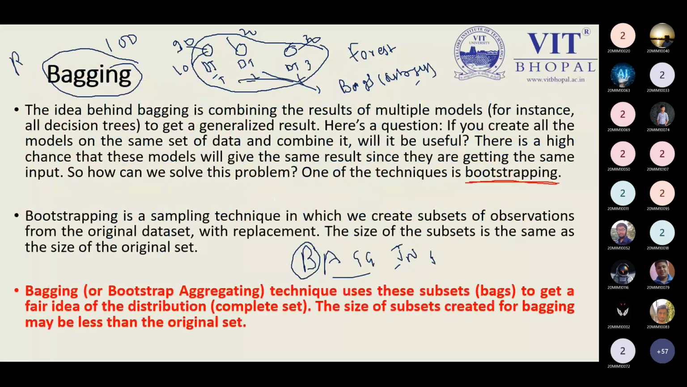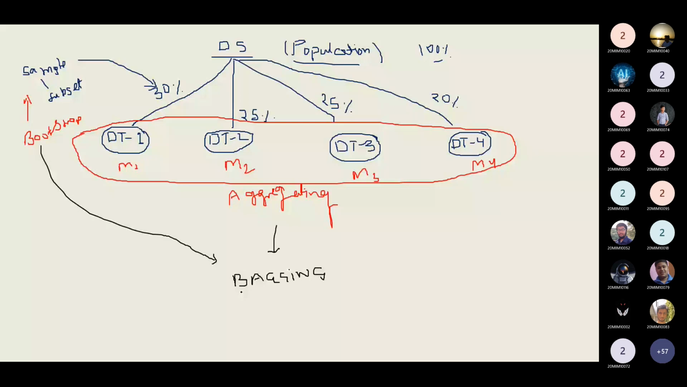I'm getting the bagging by applying the aggregating and by applying the bootstrap. So what is the definition of bagging right now? Bagging, or bootstrap aggregating, technique uses these subsets. These subsets are also known as bags to get a fair idea of the distribution and complete set, and the size of the subset created for bagging may be less than the original set. That is bagging. Now this bagging is clear, and this is our method, a kind of ensemble learning.